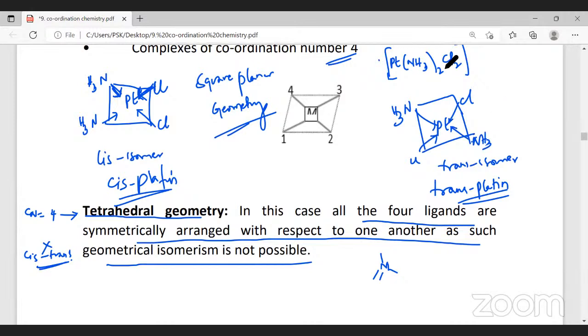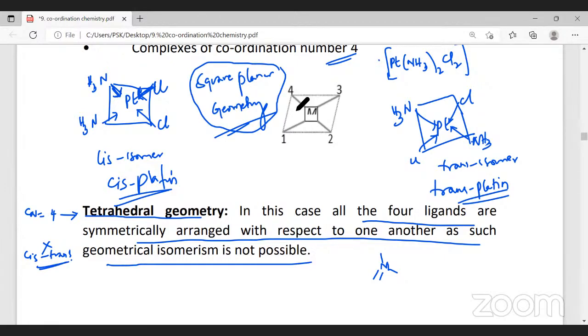So with coordination number 4, only complexes having what structure? Square planar structure. What do you mean by square planar structure? A notebook is a rectangle, but assume it to be a square, and all the atoms are present in the same plane. When all the atoms are present in the same plane, it is called a square planar structure. Followed? Yes, sir.